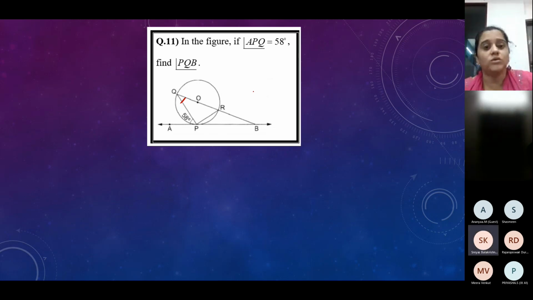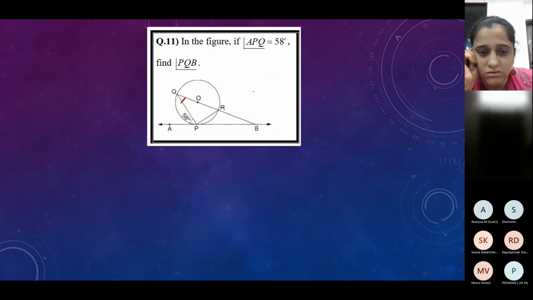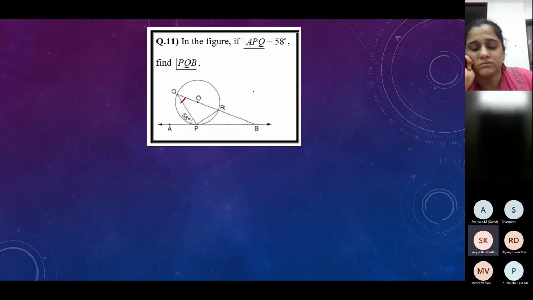Ma'am, angle PRQ is 58 degrees. PRQ is how much? 58 degrees. By the reason? They lie on the same mark, PQ. By the alternate segment theorem, right?